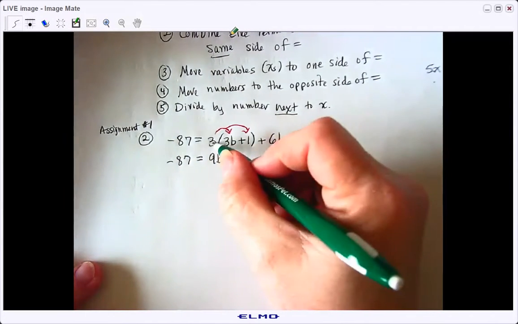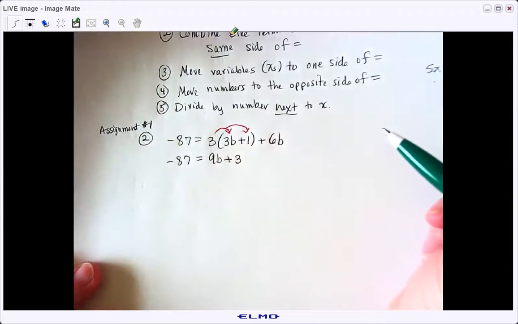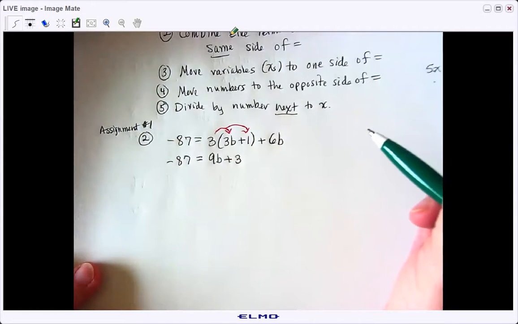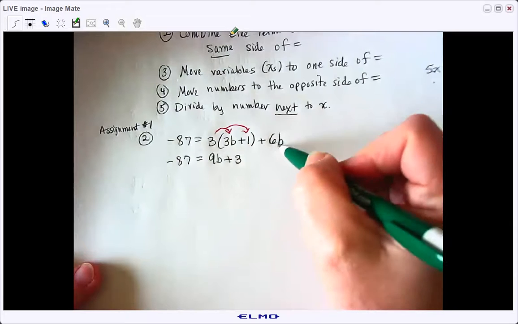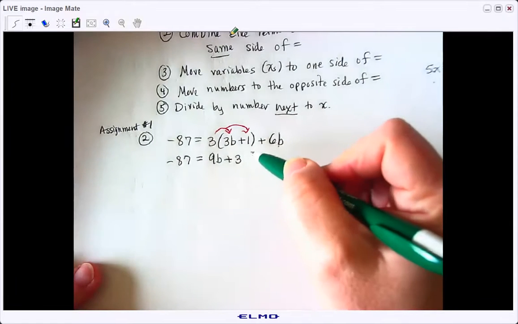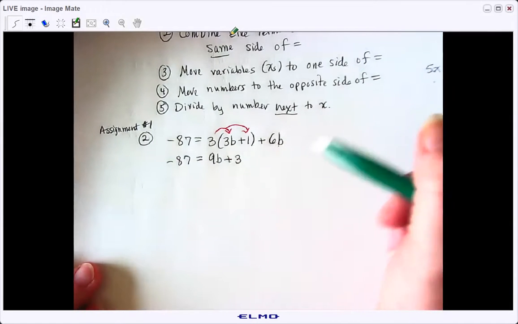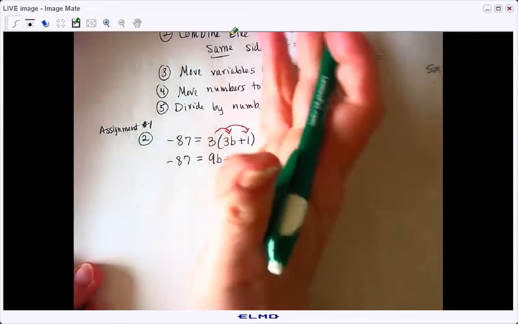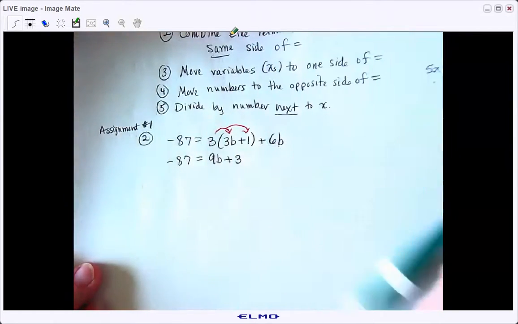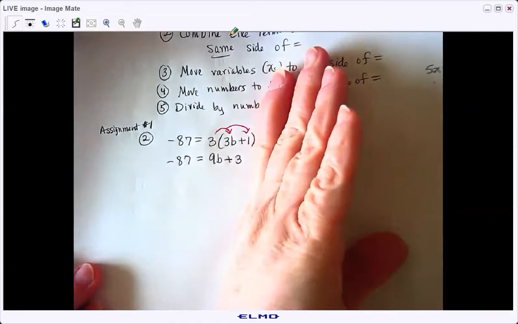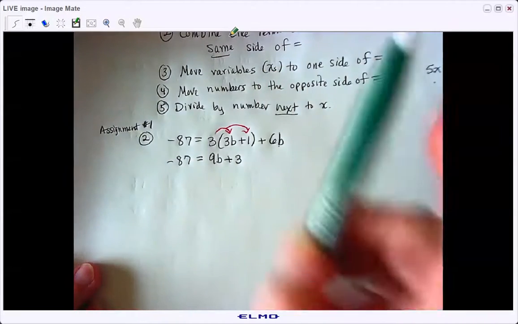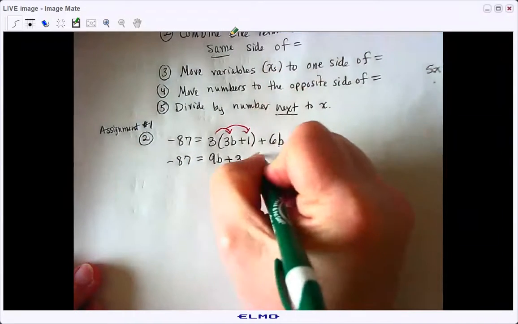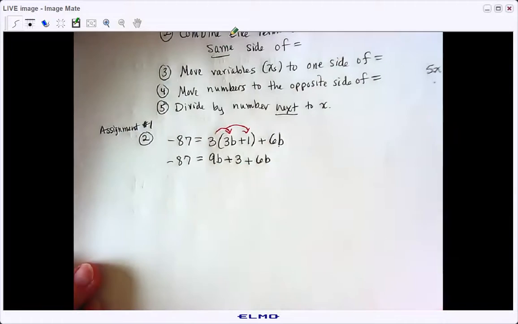Do I need to multiply the 3 times the 6b? Yes or no? Yes. Okay. Well, the 6b is not inside the parentheses. It's kind of a trick question. So if it's not inside the parentheses, that would be a no. Okay, so it only gets done to the things that are inside the parentheses and nothing else. So we're just going to actually bring it down. And it comes along for the ride.